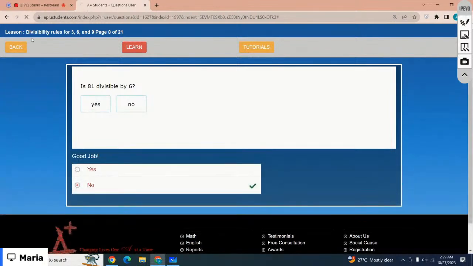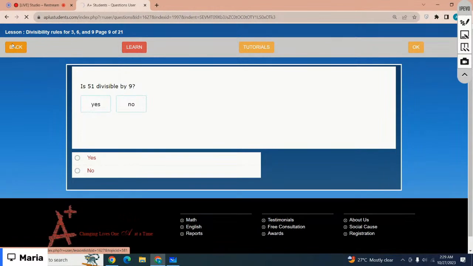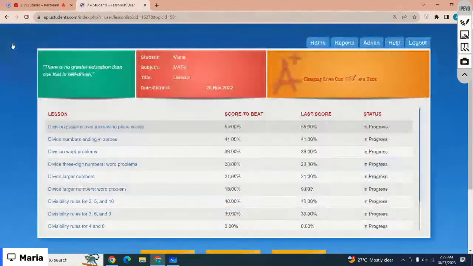Okay, you can complete the lesson by yourself later today. Let's just move on to the next one. The next one is the divisibility rule for 4 and 8, right? So let's just start with the practice questions.